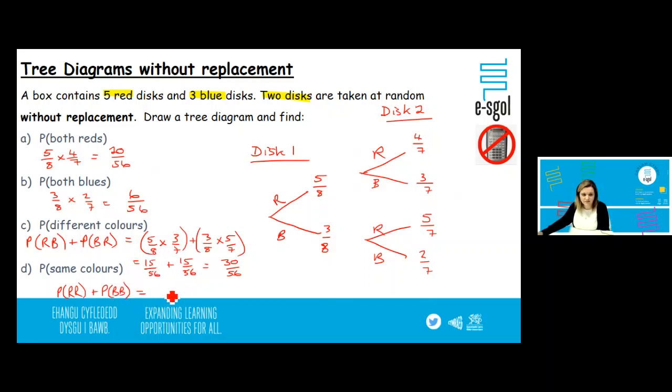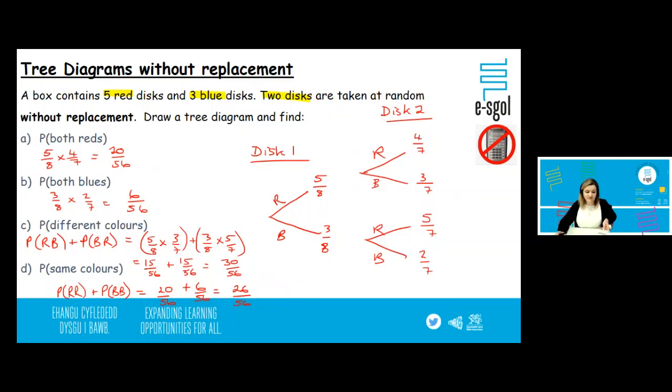So I can just use those answers from above. So 20 out of 56 from part A, adding on 6 out of 56 from part B, giving me a total of 26 out of 56. Okay, and there is a checking process there, but what we've done in part C and part D is essentially every option. By having 2 different colours and then probably the same colours, if you look at your answers from part C and part D, when you add those up, you get 56 over 56. So that is 1 in total.